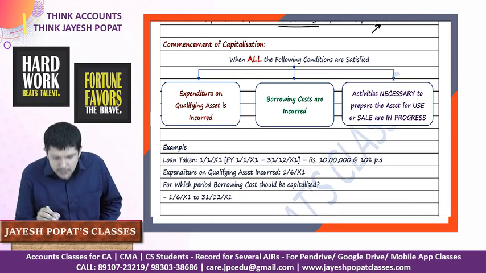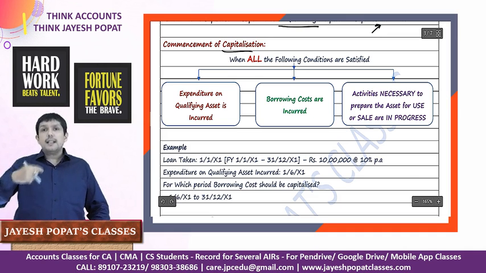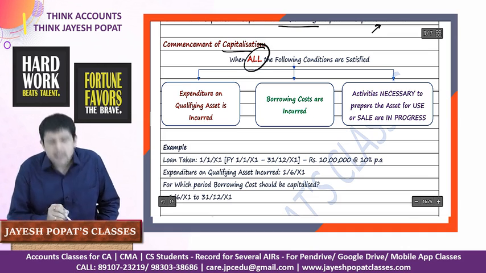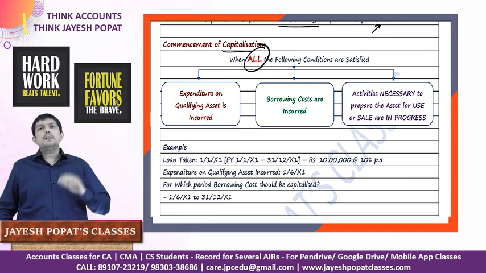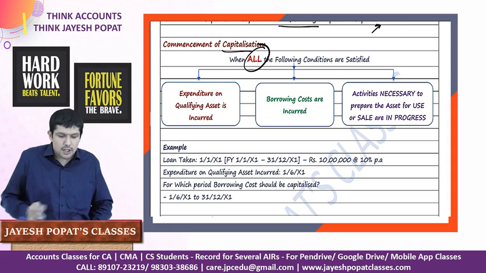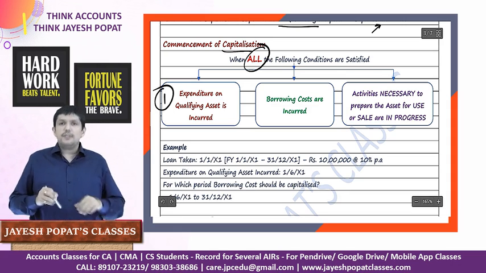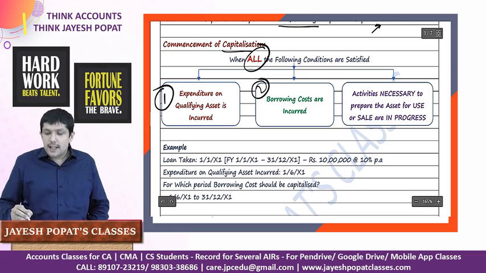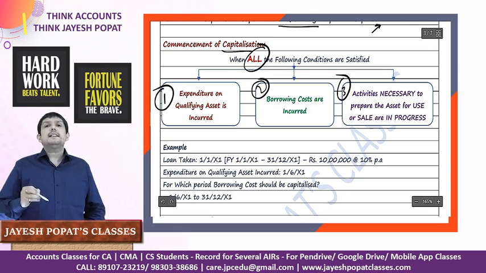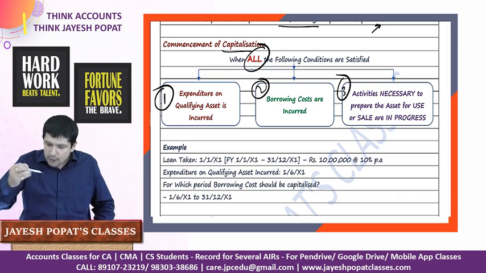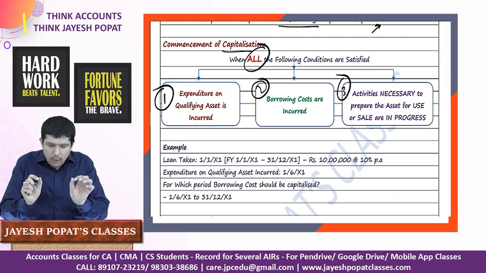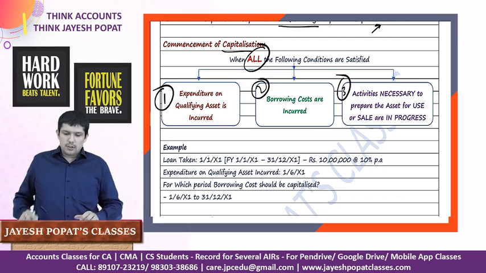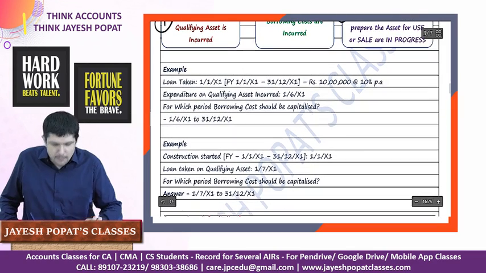Commencement of capitalization. When will you start capitalizing this borrowing cost to the cost of the asset? When all the following conditions are met, you will start the commencement of capitalization of your borrowing cost. First, your expenditure on the qualifying asset is being incurred. Second, the borrowing cost has been incurred, and third, the activity necessary to prepare the asset for its use or sale is in progress. When all these 3 conditions are satisfied, your borrowing cost can be capitalized with the cost of your asset.